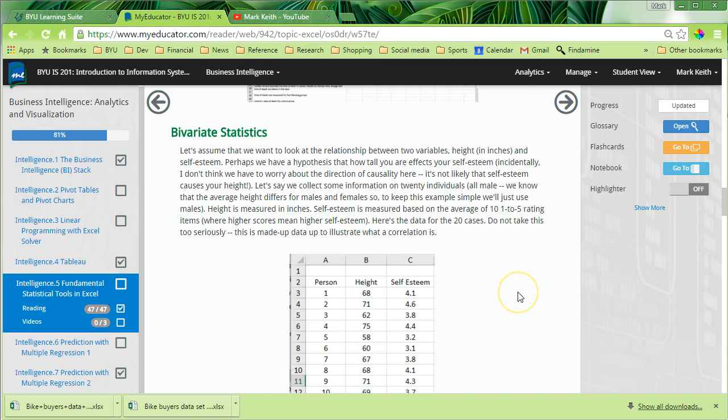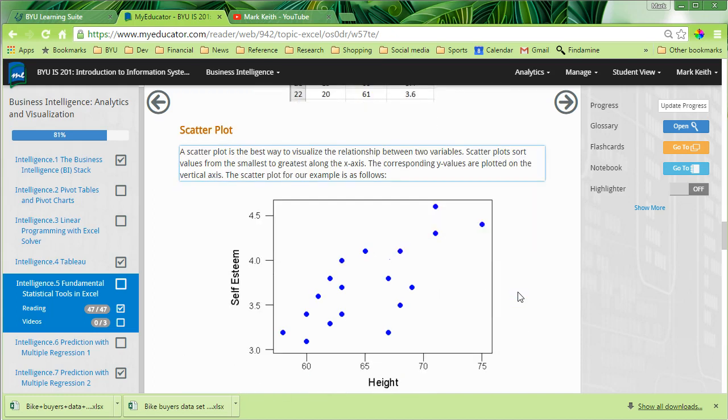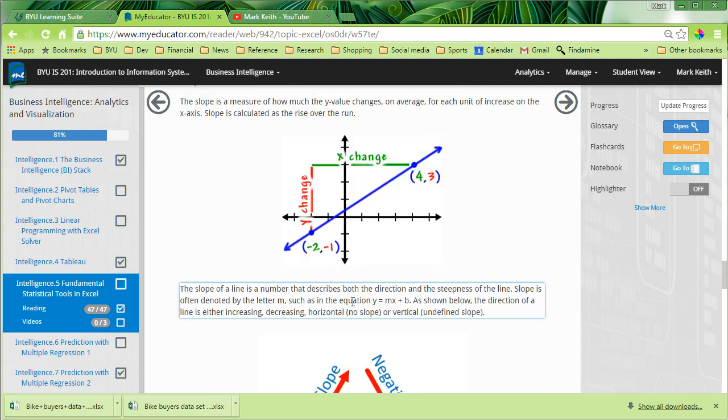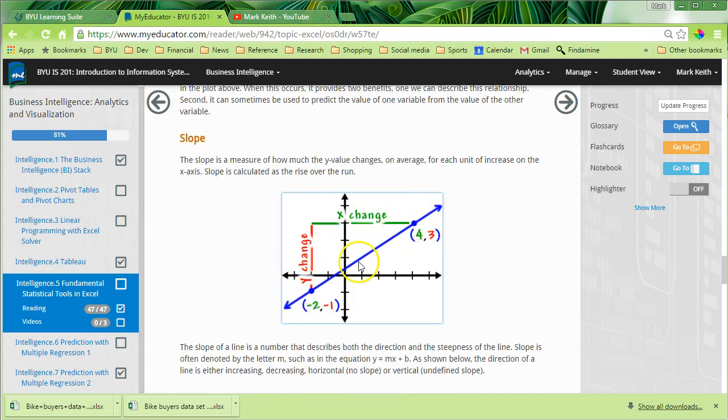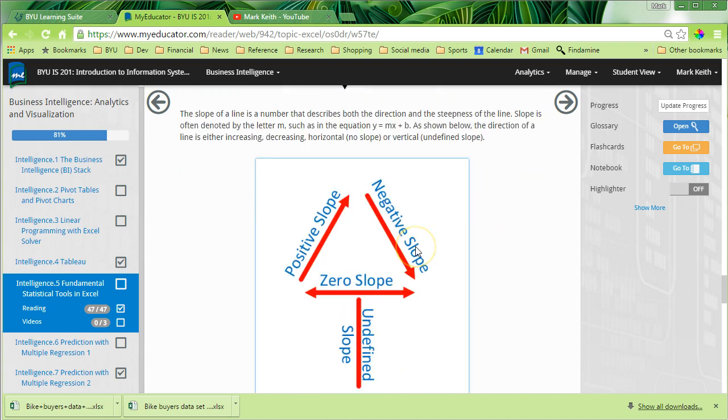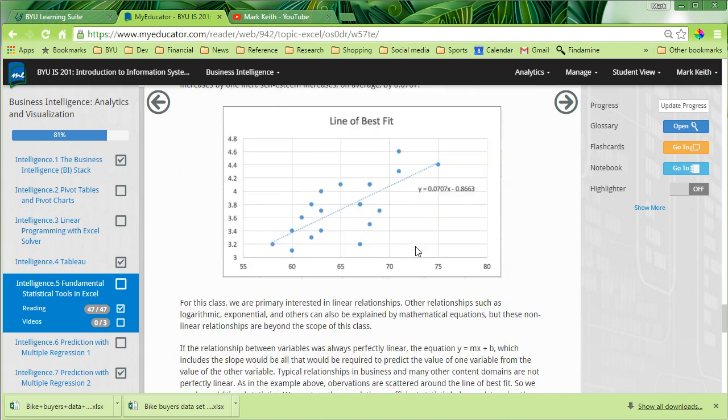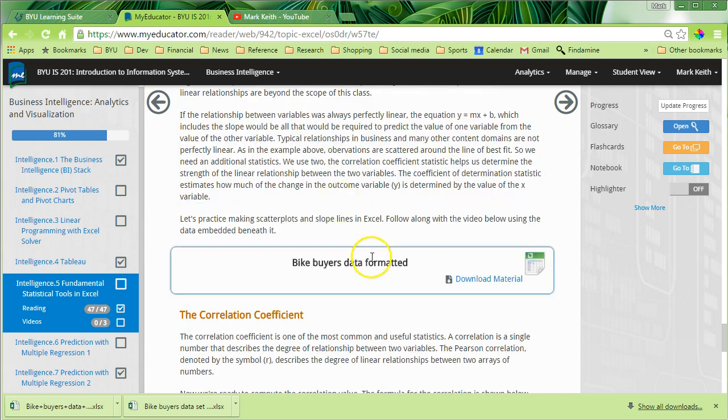So now that you've read this portion on bivariate statistics, hopefully, and learned about scatterplots and the relationship between a pair of variables, as well as slope that represents the line of best fit or the relationship between these two variables, let's go ahead and practice making one of these charts in Excel. So download this data right here, Bike Buyers formatted data, very similar to the data we used above, and we'll use this to practice our line of best fit.